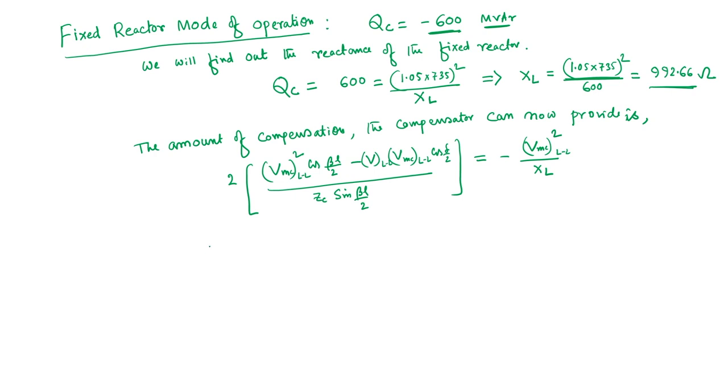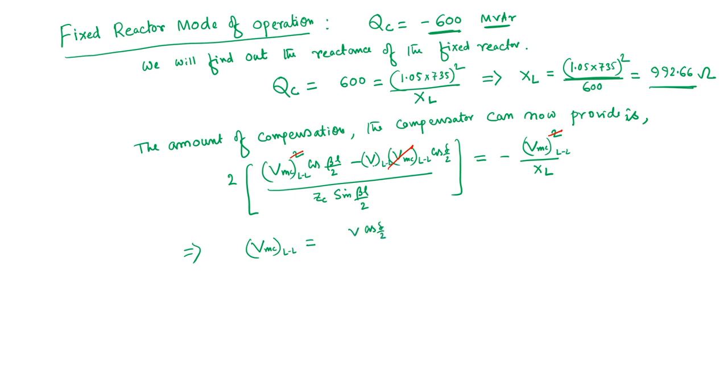Now, if you look at this expression, from this particular equation, if you equate the right hand side and left hand side, this VMC and this one VMC will be cancelled out. Okay. And then we will come up with a VMC expression now, which is VMC line to line is equal to V cosine delta by 2.